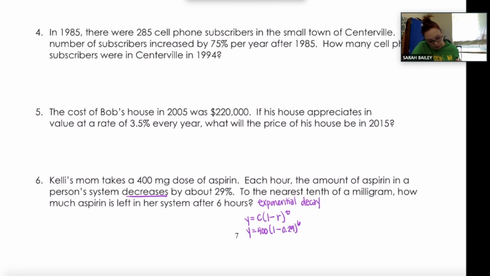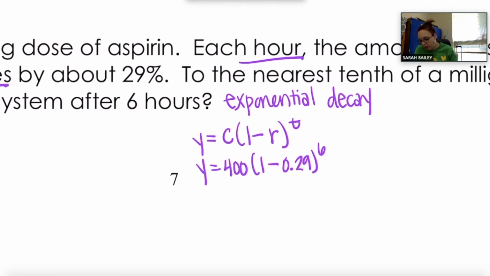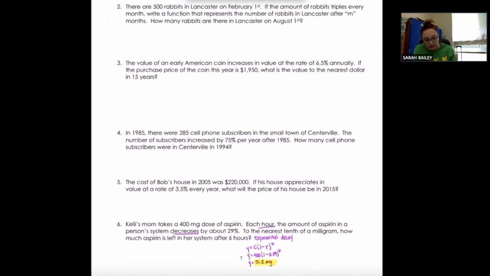And so be really careful. That 29% is saying it decreases 29% each hour, so you want to know 6 hours. Okay, so now I'm going to type that in. So we'll type 400 times 1 minus 0.29 to the 6th power. And they did tell me to round to the nearest tenth of a milligram, so that would be 51.2 milligrams of aspirin left.